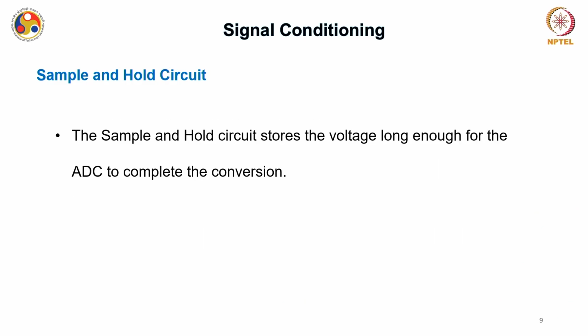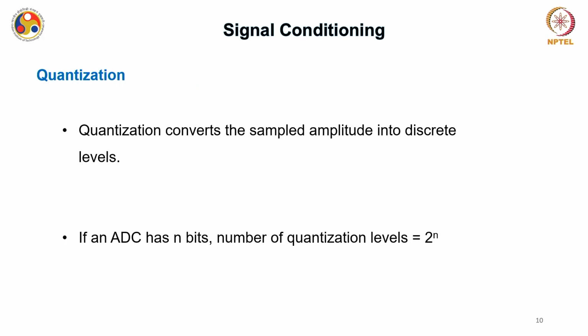Therefore, the sample and hold circuit stores the voltage long enough for the ADC to complete the conversion. Till this conversion from analog to digital has happened, the sample and hold circuit will hold that particular voltage input. Now this is about the sampling.